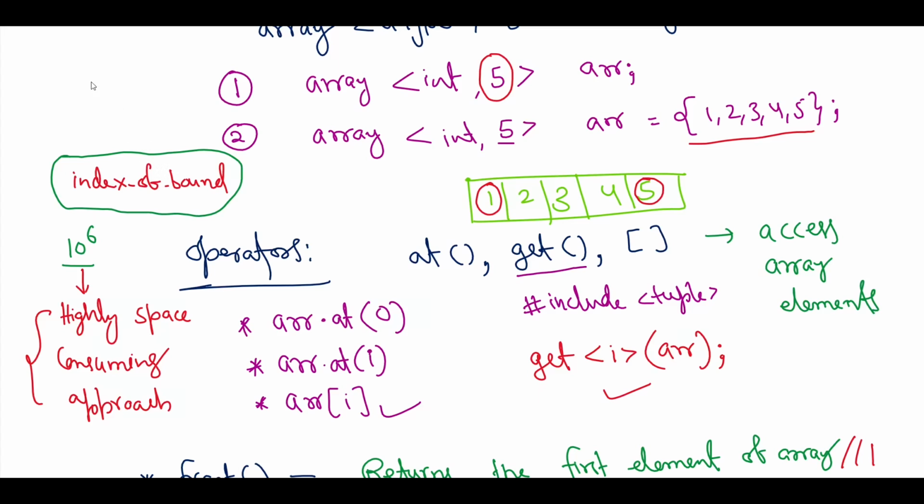But just imagine that you have declared an array of size 10 to the power 6, but finally you have found that your array has around 10 to the power 4 elements. So you are wasting a lot of space here, right? It's always possible that the number of elements that you are going to enter in this array is way too less. That's why this approach is never used in programming.